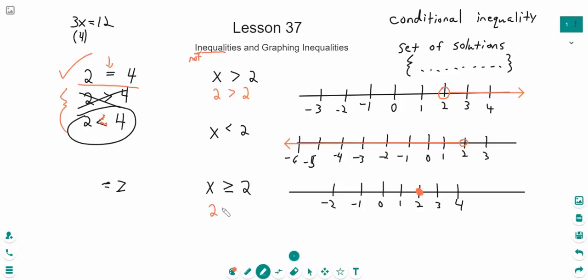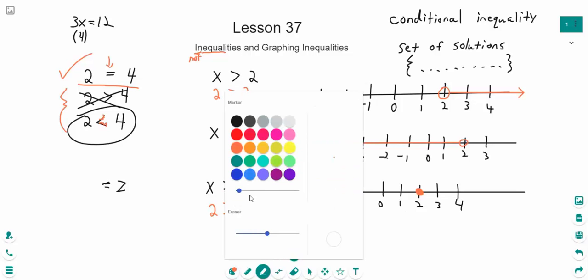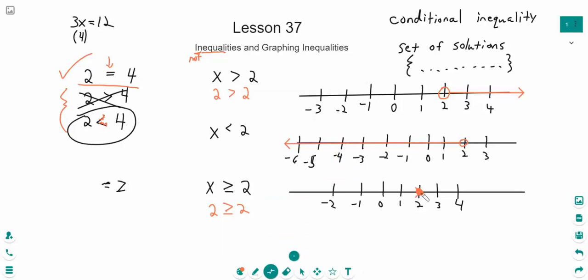If I replace the x with a 2, x is greater than or equal to 2, this is a true inequality because 2 is equal to 2, and that is part of the comparison here. 2 is equal to 2, or 2 could be greater than 2. In this case, 2 is equal to 2. Okay, so that does work. So that's why we're going to fill this circle in to indicate that 2 is part of the solution. And then from there, it's going to be anything greater than 2. So we're going to go off into the sunset in this direction, right? Forever and ever into the positive direction.